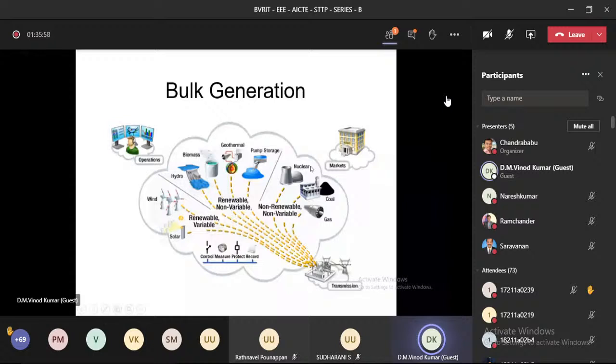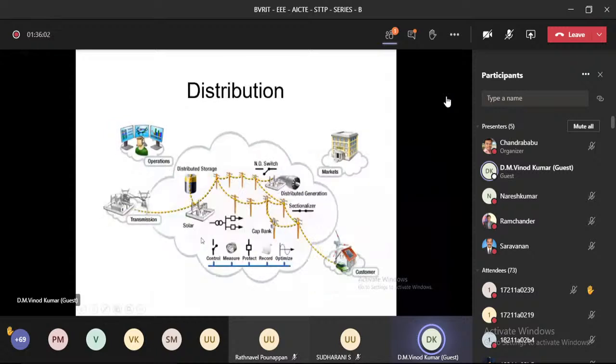From the distribution system point of view, that is the distributed storage, okay, where solar, wind, etc. can be used wherever you want. And distributed generation, it can be wind, as we have said, solar, and capacitor banks, several things will come into the picture for the distribution. From there, it is going to the transmission, markets, customer, as well as the operations point of view.